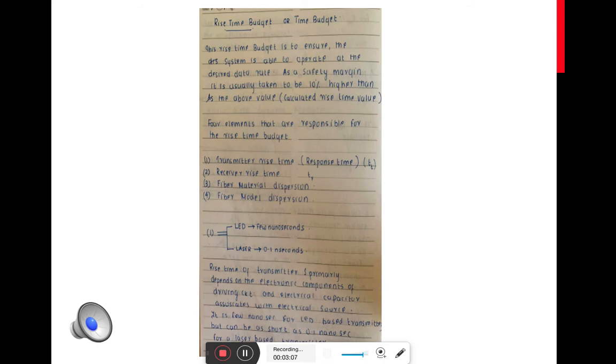So first, rise time of the transmitter. The rise time of the transmitter mainly depends upon the transmitter electronic components, the driving circuits, and other electrical capacitance associated with the transmitter. Whichever electronic components are related to the transmitter, all of these account for the rise time, and mainly the optical sources. If you are using an LED as an optical source, it is mainly a few nanoseconds, and if it is a laser, it is mainly 0.1 nanosecond as the rise time that we take into account for the transmitter rise time.